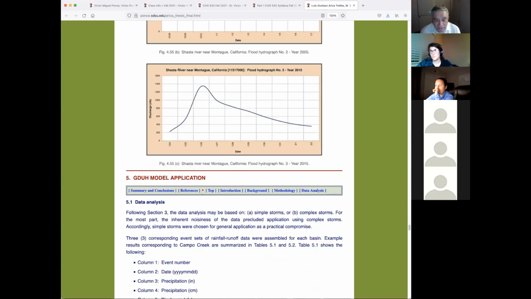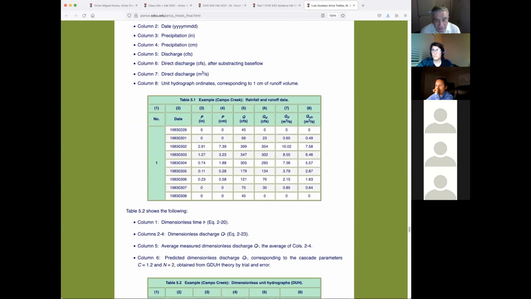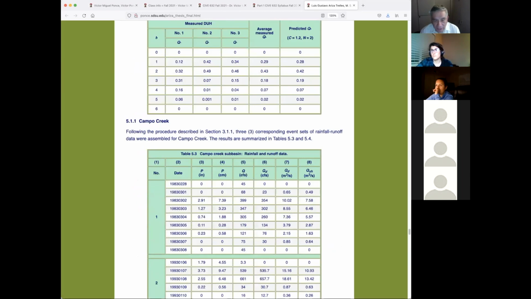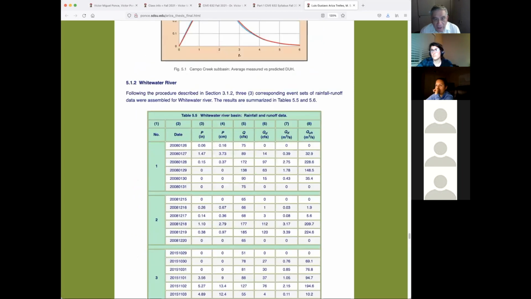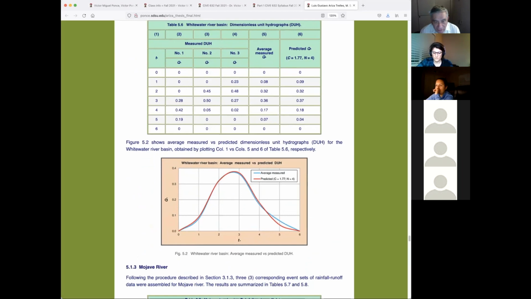Basin, model application. So he's now going to identify the parameters. He's going to try to do calibrations from geomorphic standpoint. Very comprehensive work, by the way. So we finish here. Oh, he did one trial in here. It says average is the blue and average measured and predicted with C equal 1.77 and N equal 4.